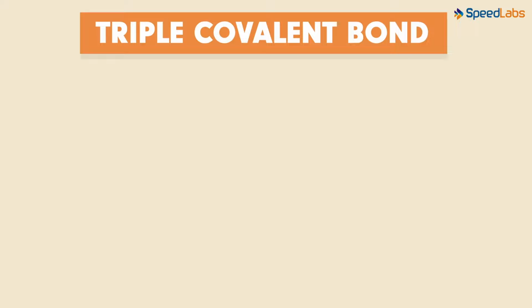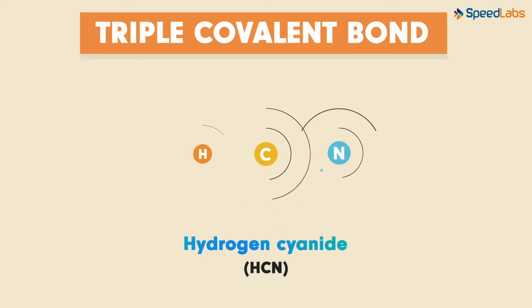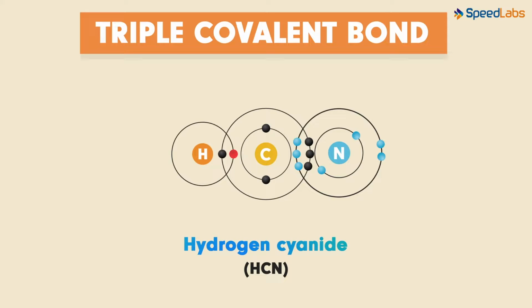Have you ever come across the compound hydrogen cyanide? Yes, it's an extremely poisonous liquid used for experiments in laboratories. Do you know what its chemical composition is? It's HCN. So do you know what the structure looks like? It looks like this. Yes, 1 carbon atom attached to 1 hydrogen atom and 1 nitrogen atom.